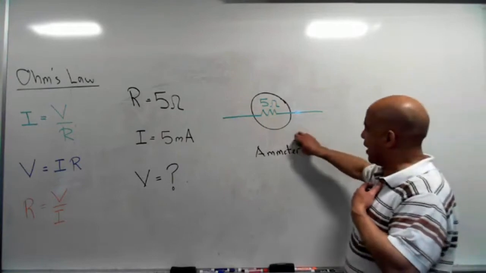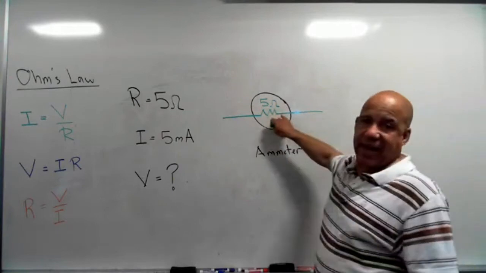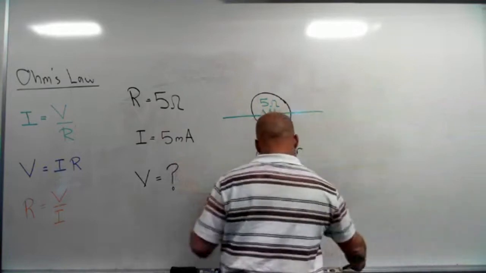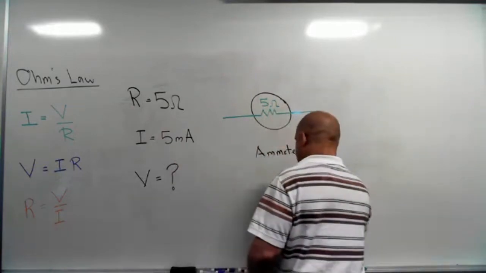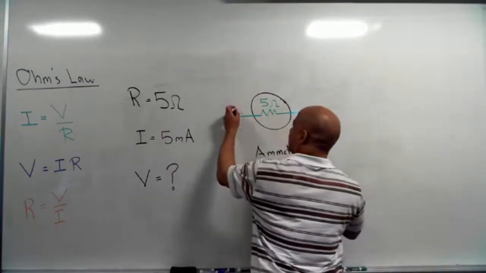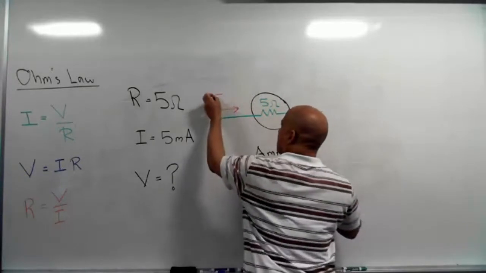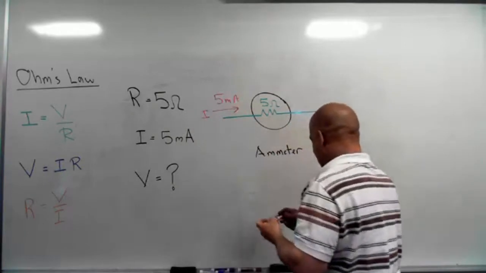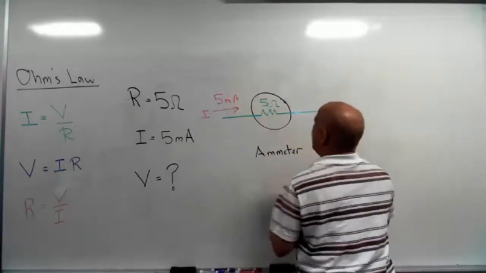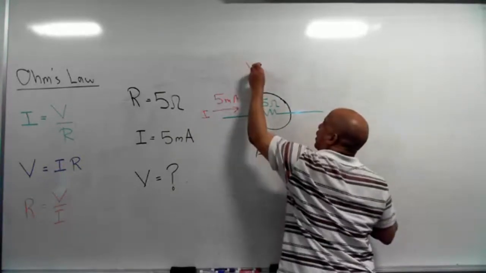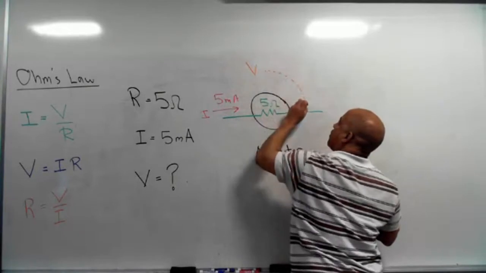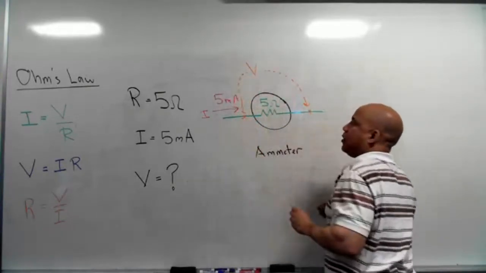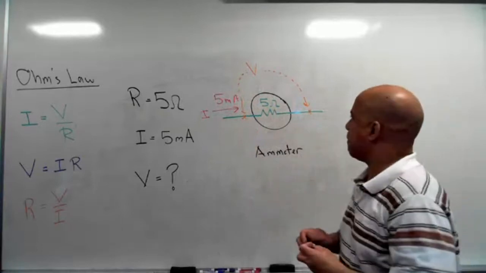So basically I have, and I'm not going to show the whole circuit here, this device, the ammeter. I know the resistance inside the ammeter is 5 ohms. And I also know I have 5 milliamps of current flowing into the meter. And what I want to know is, what is the voltage across the meter? I measure from here to here, across that meter. What will the voltage be across that meter?